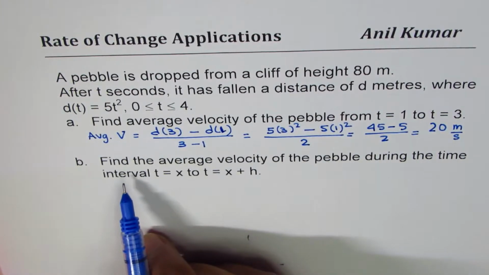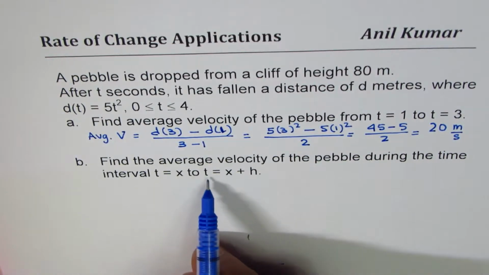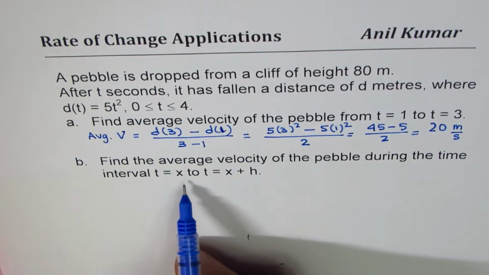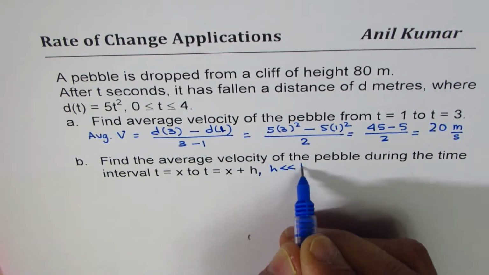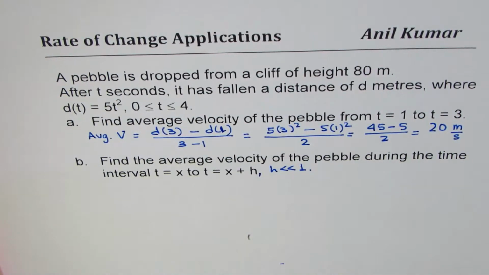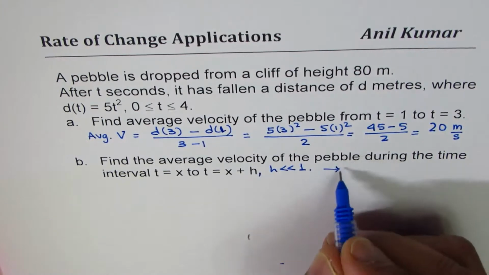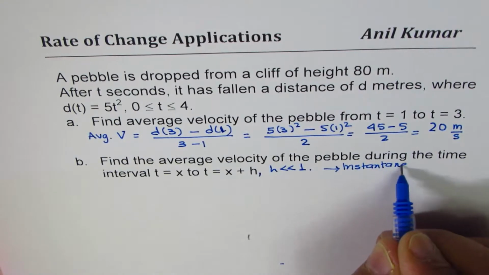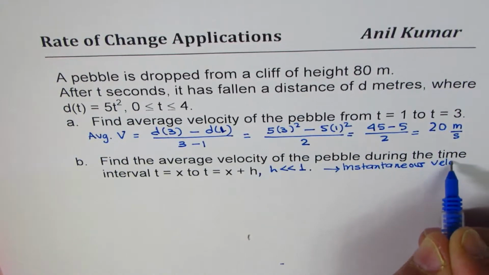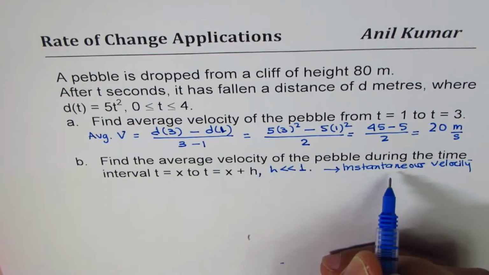Now the second part of this question is find the average velocity of the pebble during the time interval t equals x to t equals x plus h. So normally we say where h is very, very small as compared to 1. But it's not necessary to have that condition. Anyway, if we put this condition, then average velocity becomes instantaneous velocity. Right, so that is the link between average and instantaneous velocity.